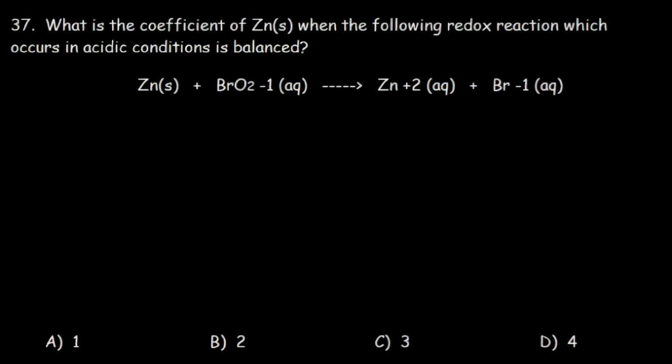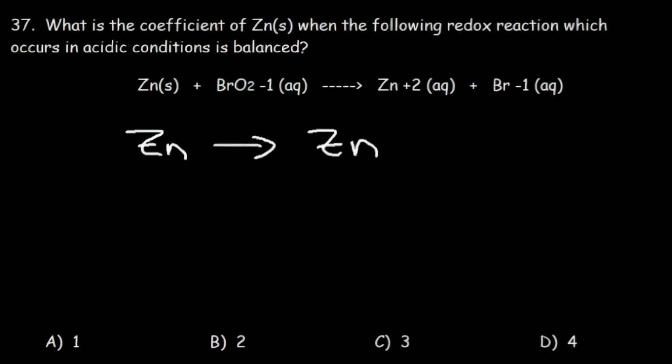37. What is the coefficient of zinc when the following redox reaction, which occurs in acidic conditions, is balanced? So what we need to do in this problem is separate it into half reactions. So let's start with zinc. Elemental zinc in its natural form or natural state has an oxidation state of 0.